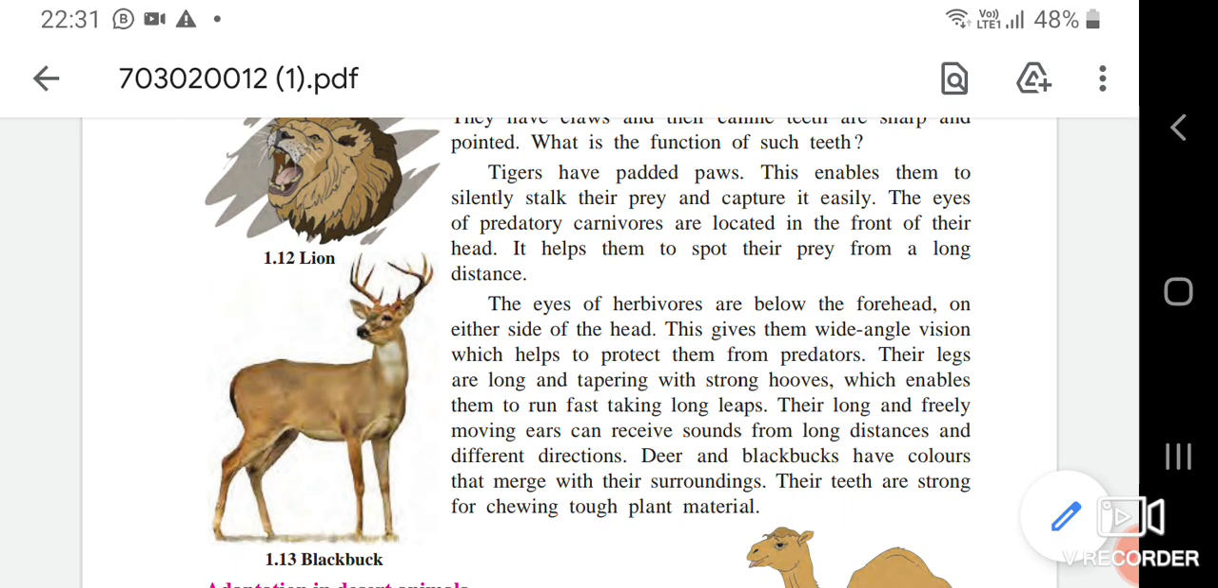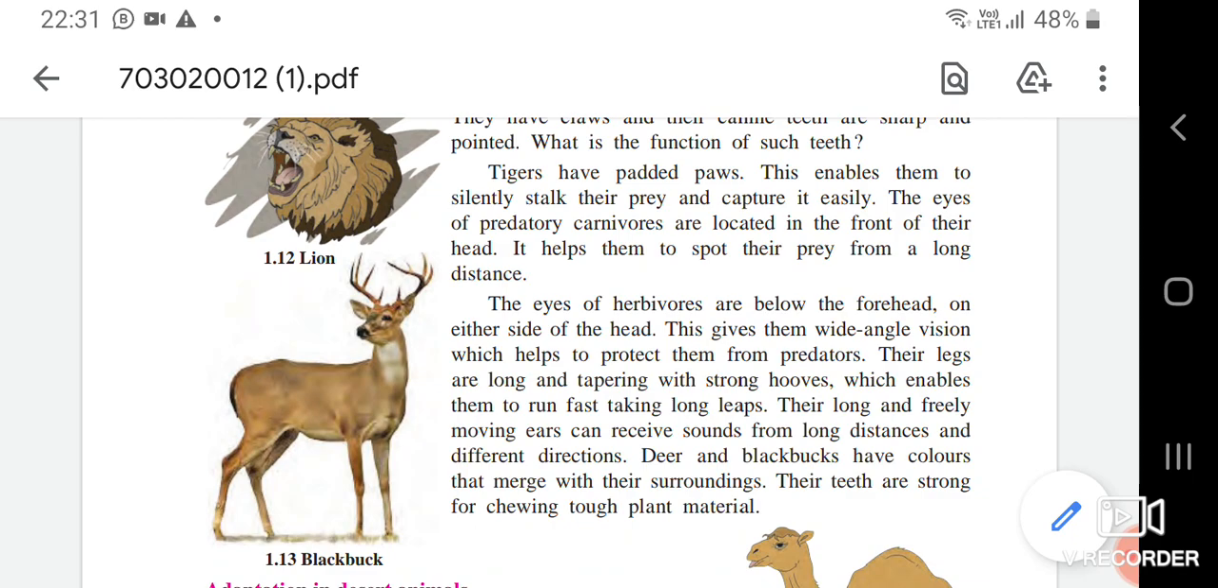Their long and freely moving ears can receive sounds from long distance and different directions. So they come to know about the danger with the help of their freely moving ears. Deer and black bucks have colors that merge with their surroundings. Now we have seen that the frog also has typical colors which help it to hide in the grasses. Even deer and black bucks have colors that merge with their surroundings. And their teeth are strong for chewing tough plant material.